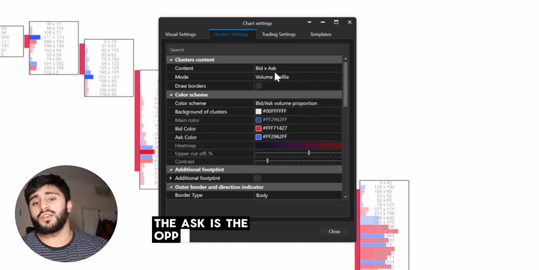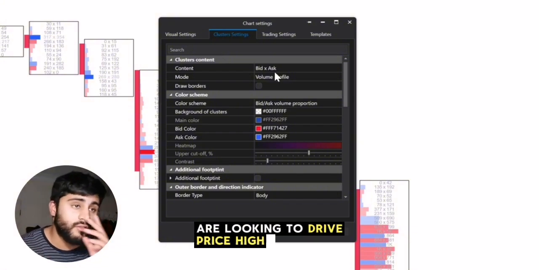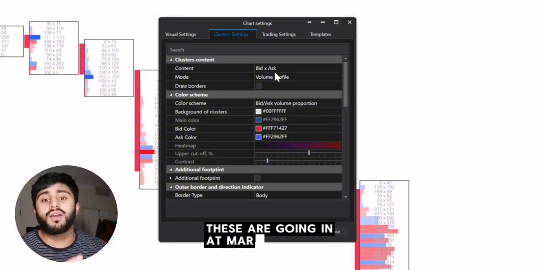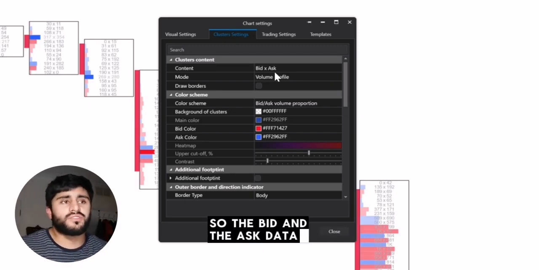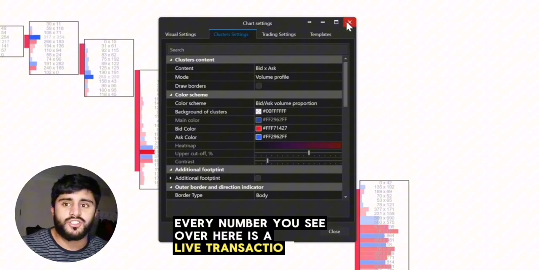The ask is the opposite. The market participants hitting the ask are looking to drive price higher. These are going in at market orders, at market prices. So the bid and ask data you see, every number you see over here, is a live transaction.